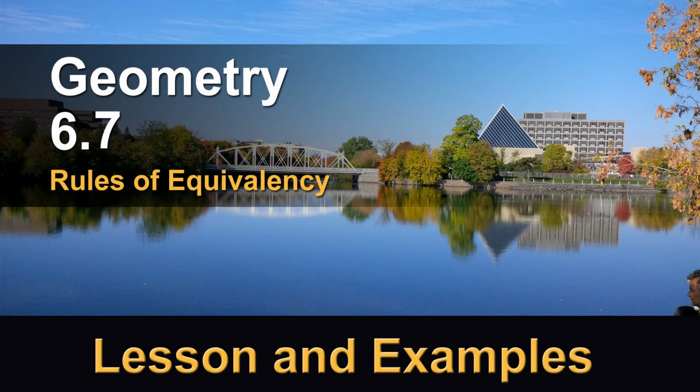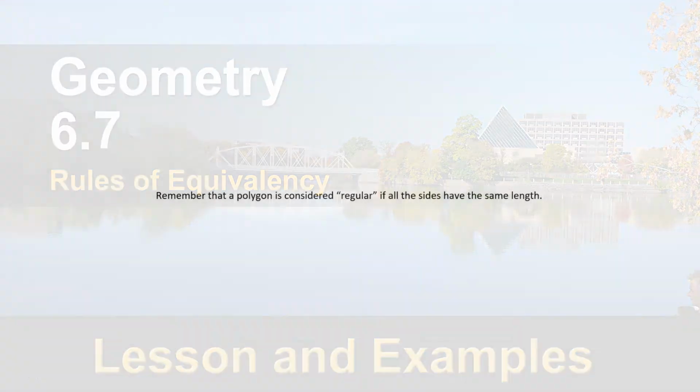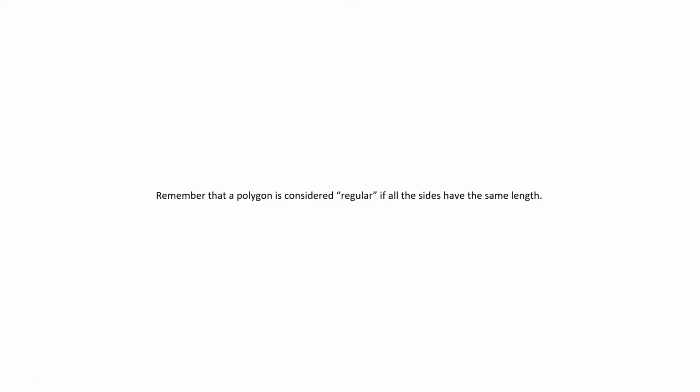Rules of equivalency. Remember that a polygon is considered regular if all the sides have the same length. There are a couple of rules around equivalency.